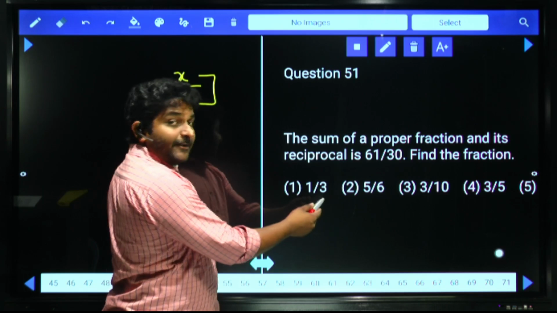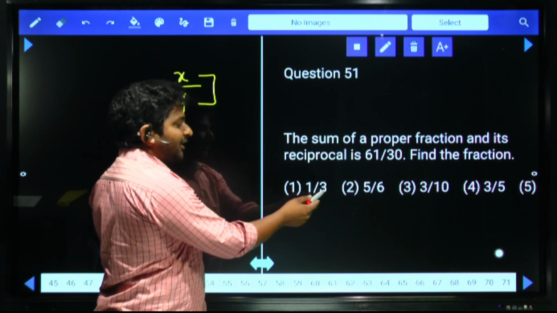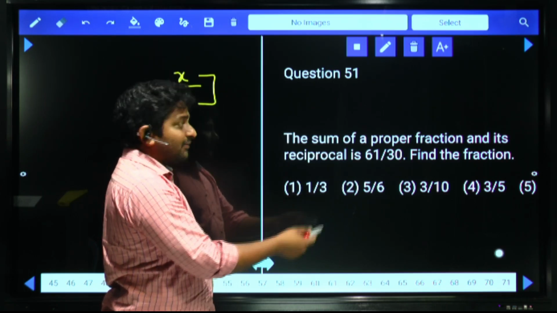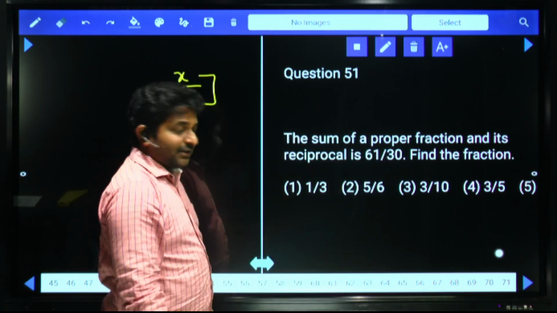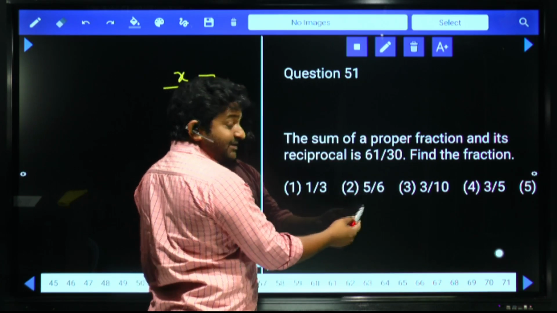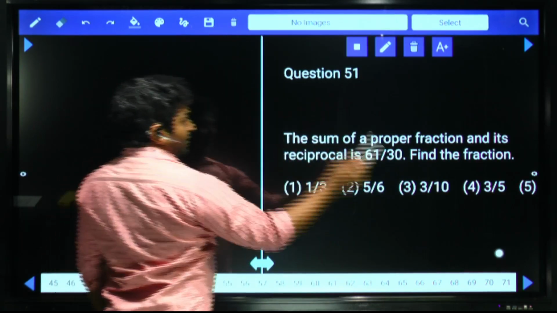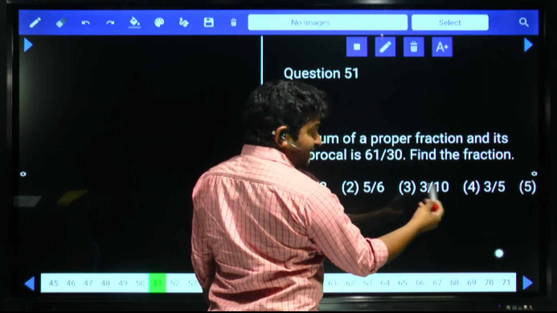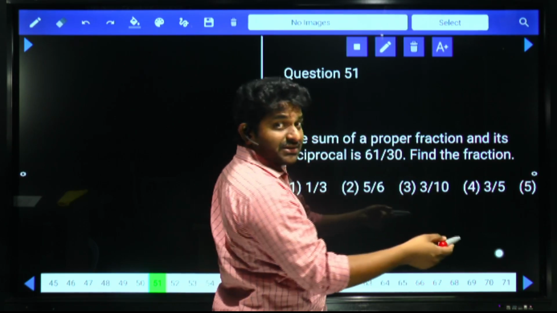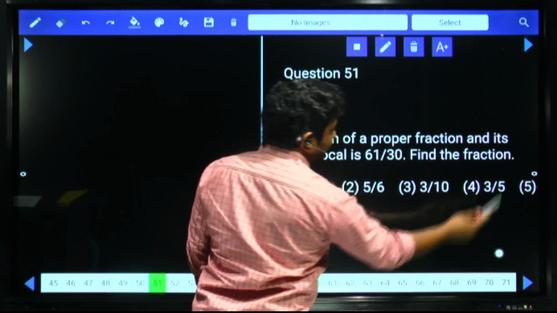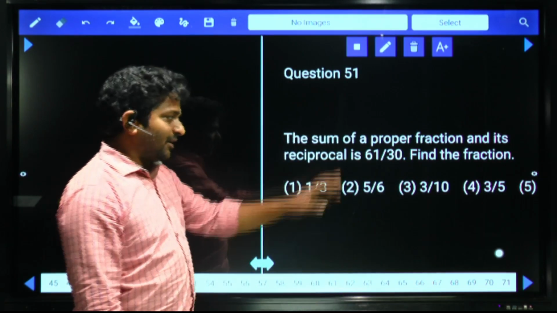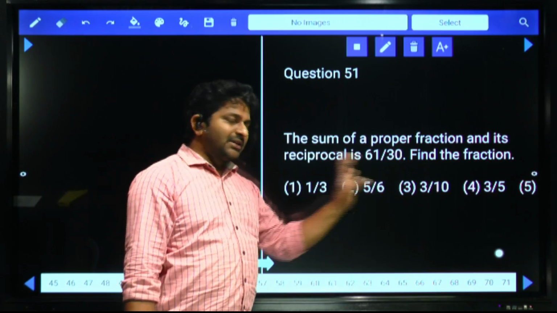This cannot be the one because the LCM of numerator and denominator together is only 3, but we need to get either 30 or a factor of 30. 5 and 6, LCM is 30. This may be your answer. Now, LCM of 3, 10, that is also 30. This also may be the answer. Hold it. LCM of 3, 5, that is 15. So that cannot be the one. So either second or third is the right answer.